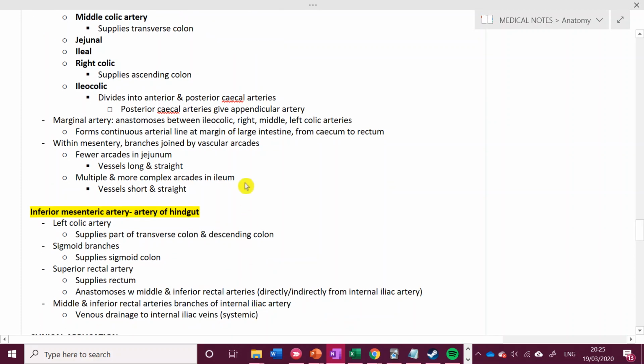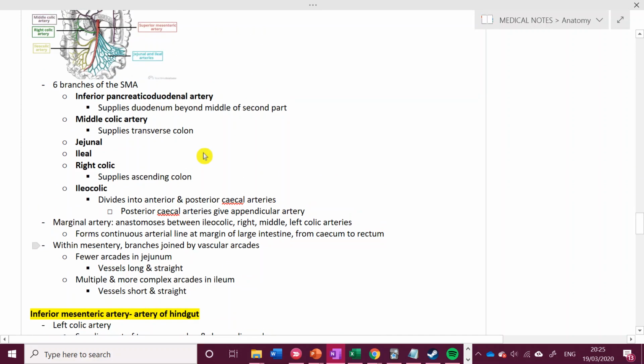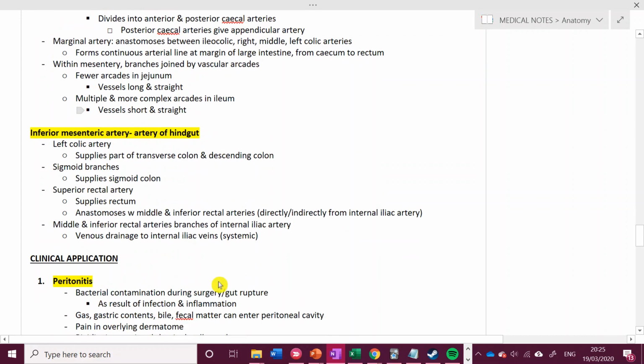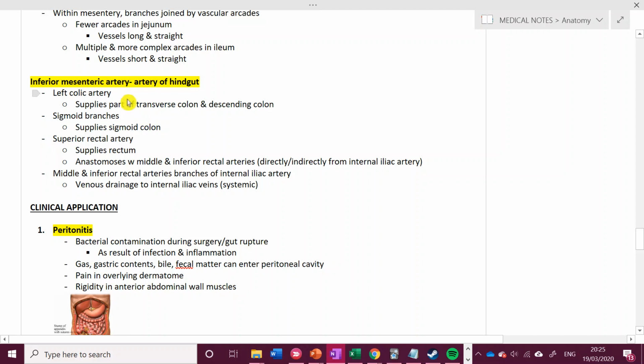Within the mesentery, the branches are joined by these vascular arcades. There are fewer arcades in the jejunum, as we said, with longer straight vessels, and more complex arcades in the ileum. The inferior mesenteric artery is the artery of the hindgut. We've got the left colic artery, which supplies part of the transverse colon and the descending colon, and the sigmoid branches, which supply the sigmoid colon.